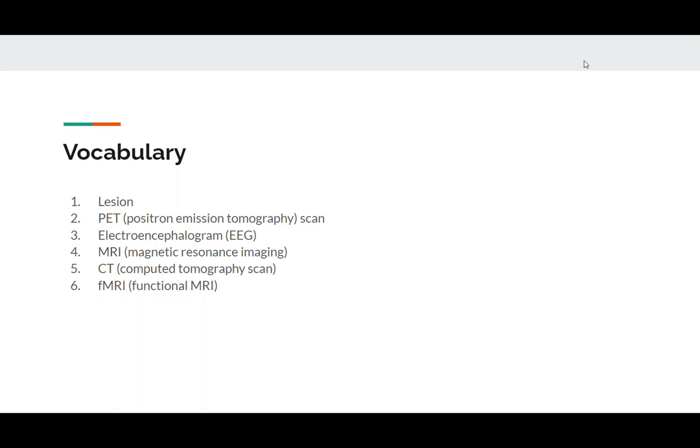So here are the key vocab you need to know for this subunit. Lesion, PET, positron emission tomography scan, electroencephalogram, EEG, MRI, magnetic resonance imaging, CT, computed tomography scan, and fMRI, functional MRI. So let's begin.